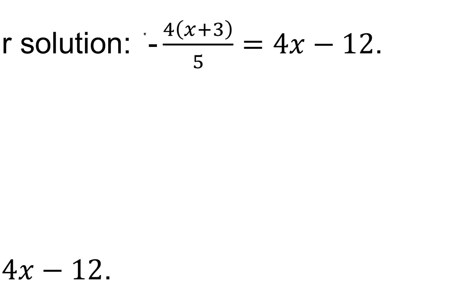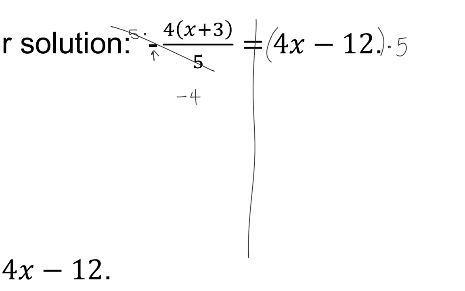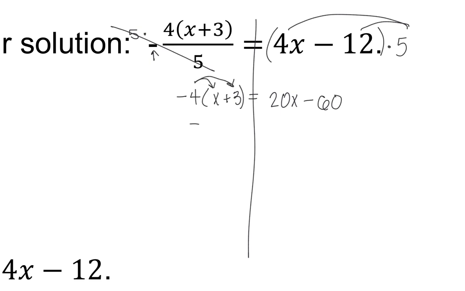So we're going to start by multiplying by 5 because we have division by 5 on the left. Okay, so we're going to rewrite this problem now. We can't forget about this negative sign right here. Negative 4 times x plus 3 equals, on this side we need to make sure we're distributing. So we have 20x minus 60. Now we can distribute on the left as well. So negative 4x minus 12. And then we still have 20x minus 60.